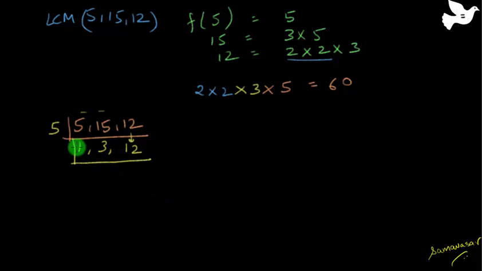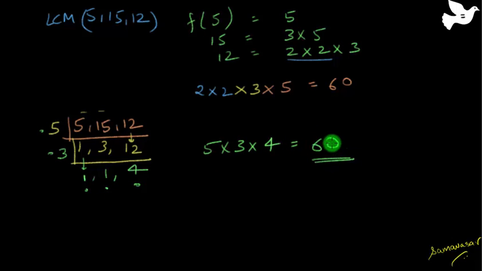Now similarly, in these three numbers, I try to find any two numbers which have a common prime factor. In this case, as you can see, 3 and 12 have a common factor of 3. So I put down 3 here, and 1 obviously I just bring down here. 3 divided by 3 is 1, 12 divided by 3 is 4. Now I cannot find any other number which divides any two of these numbers. So my LCM will be this into this into this. That is 5 into 3 into 4, which is equal to 60. So in case of three numbers, there's only a slight modification. You take any two numbers which are divisible by a common number, and you continue with the method as has been explained before.